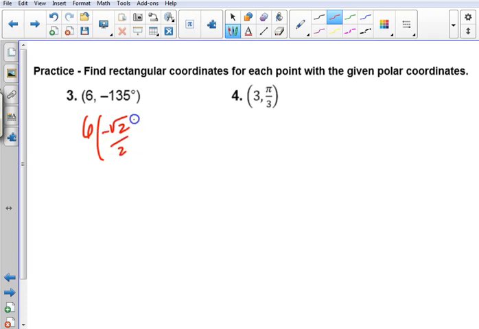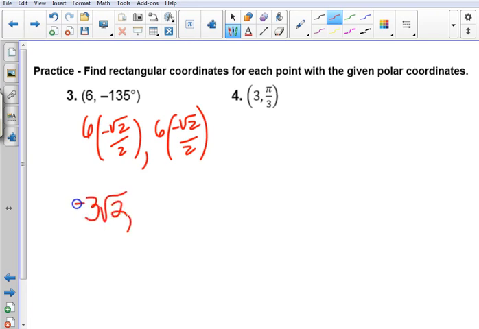Negative root 2 over 2, and the sine is the same, isn't it? So what's that going to reduce to? Negative 3 roots of 2, negative 3 roots of 2.